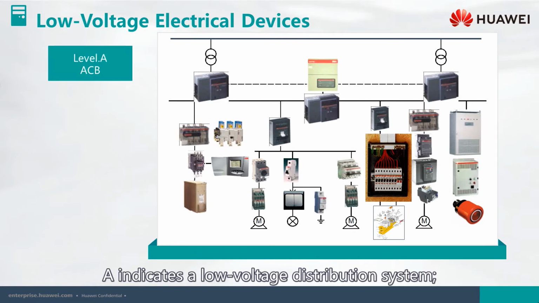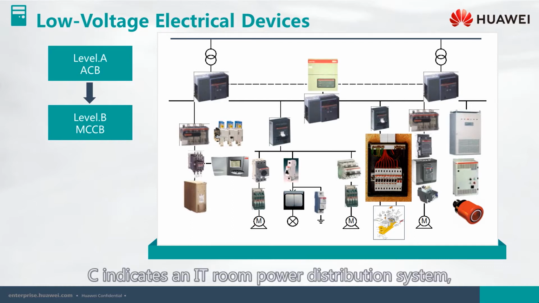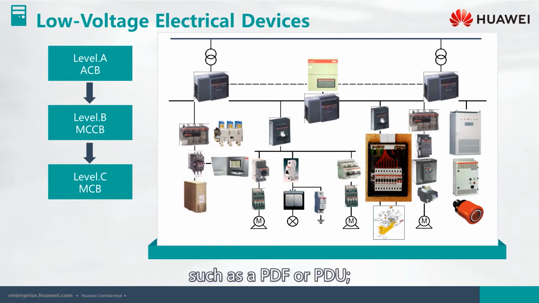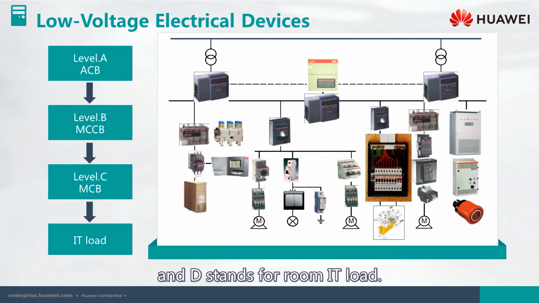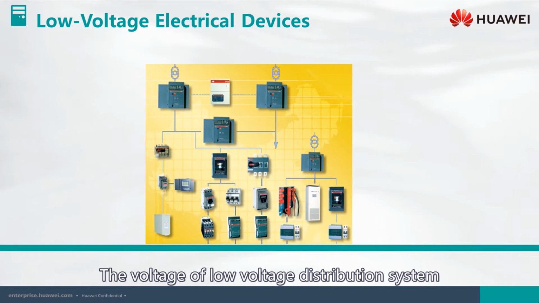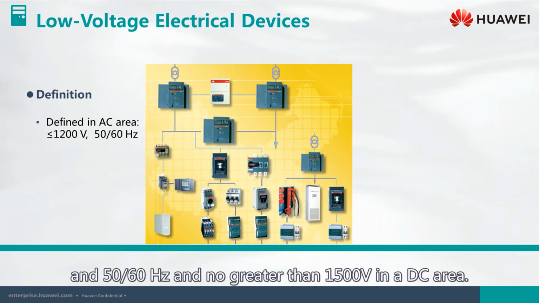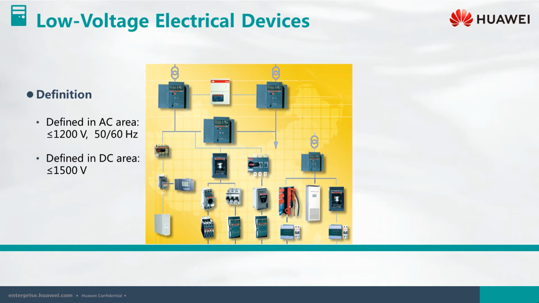A indicates a low voltage distribution system. B indicates an IT room power supply system. C indicates an IT room power distribution system, such as a PDF or PDU, and D stands for room IT load. The voltage of a low voltage distribution system is less than or equal to 1,200 volts in an AC area and 50 or 60 Hz, and no greater than 1,500 volts in a DC area.